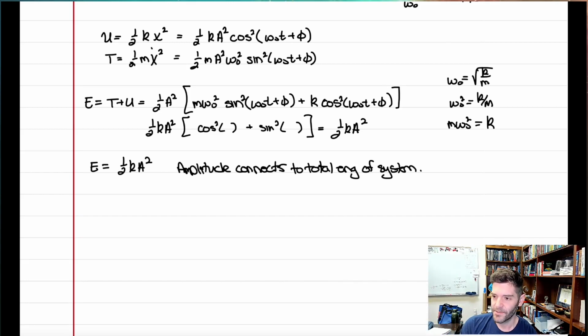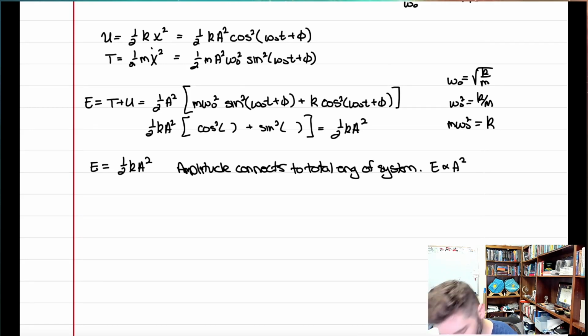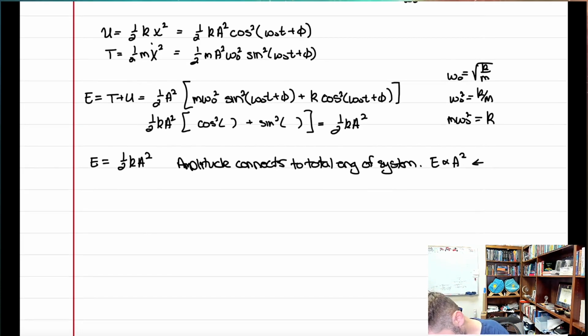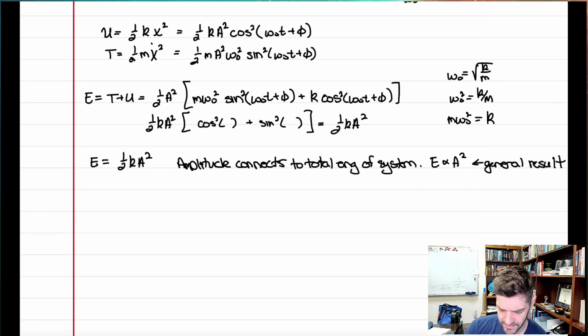Right, by connecting to the total energy of the system, and actually it's that the total energy is proportional to the amplitude squared. Right, there's an A squared in this case, which actually is a general result. Something you see a lot for linear systems with oscillatory motion, that the amplitude squared says something about the total energy of the entire system.